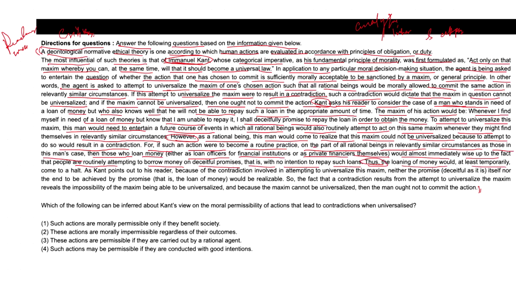As Kant points out to his reader, because of the contradiction involved in attempting to universalize this maxim, neither the promise, deceitful as it is, itself, nor the end to be achieved by the promise, that is, the loan of money, would be realizable. So the fact that a contradiction results from the attempt to universalize the maxim reveals the impossibility of the maxim being universalized. And because the maxim cannot be universalized, the man is required not to commit the action, isn't it?